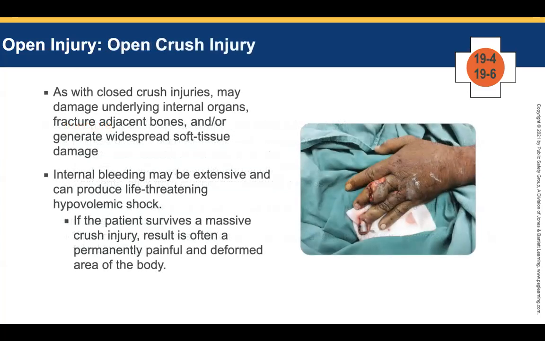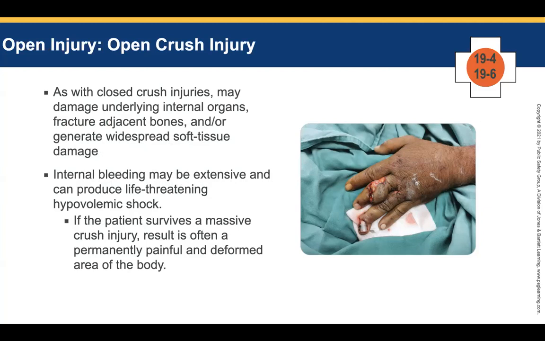Open crush injury, as with closed crush injuries, may damage underlying internal organs. Again, we go back to mechanism of injury. You just keep hearing me say that, but we've got to know what caused this, where it's at, and what the underlying structures are, the organs and things like that.